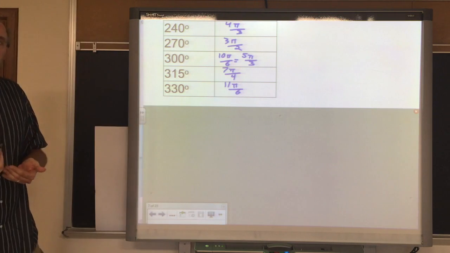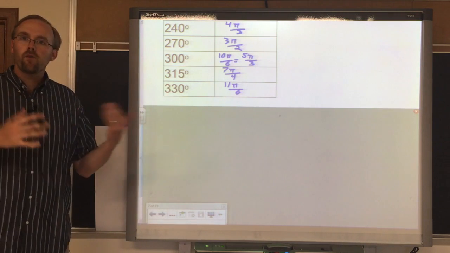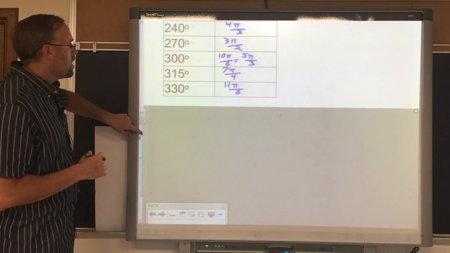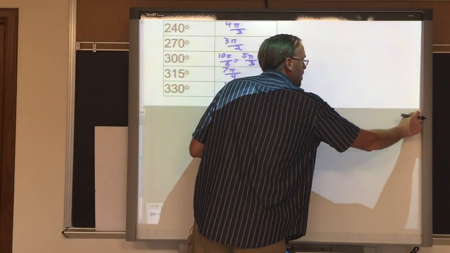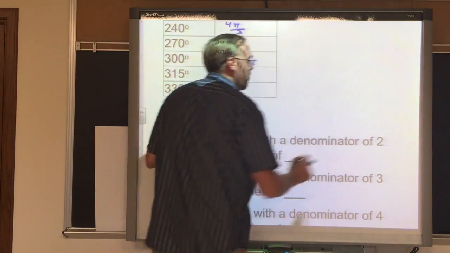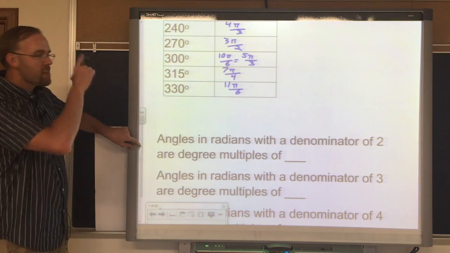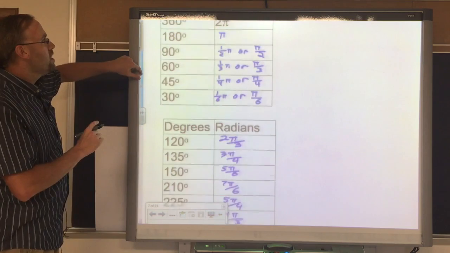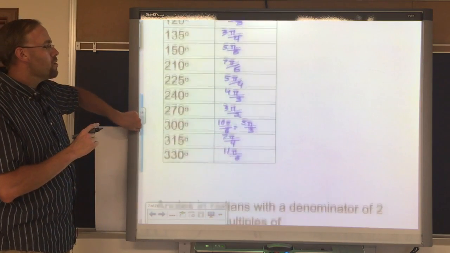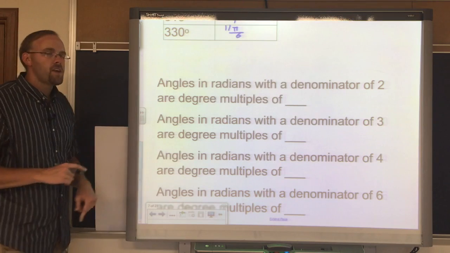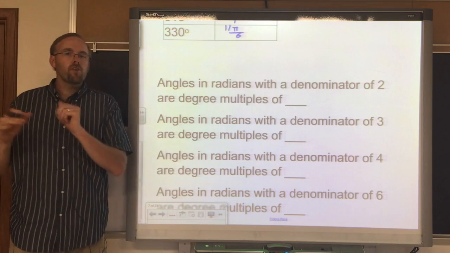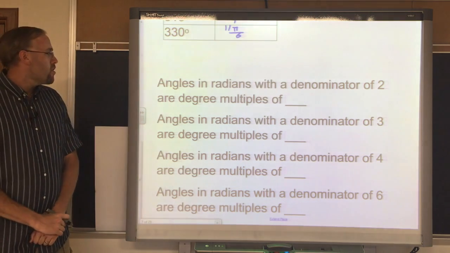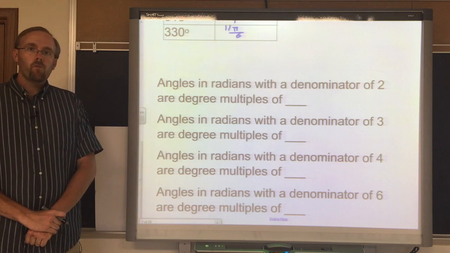These are all the common angles that you will see in trigonometry between 0 and 360, or in radians, 0 and 2 pi. And it's important that you see this, and it's also important that you make these connections down below. What I'd like you to do is look back at these angles up here. Rewind the video if you have to. Look at this chart and this chart. And then I want you to notice the different denominators and look at what their angles in degrees are factors of. So pause the video and try to fill this in, and then we'll come back and go over it.